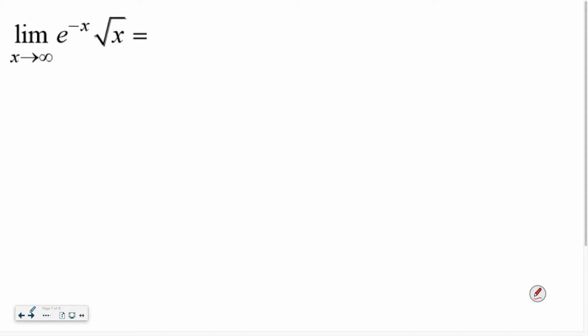So here's an example. Towards infinity, we have e to the negative x times radical x. Well, e to the negative x looks like this, right? Towards infinity, what happens?